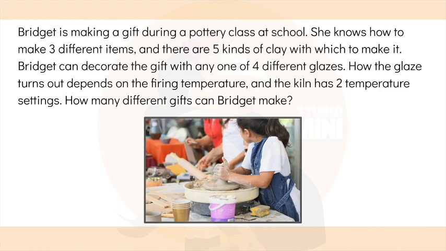This time, there are 4 different choices Bridget needs to make. The item she'll make, the kind of clay to use, the glaze, and the firing temperature. To solve, we multiply all of the different possibilities Bridget has for each choice. Here, that is 3 items, by 5 kinds of clay, by 4 glazes, by 2 temperature settings.